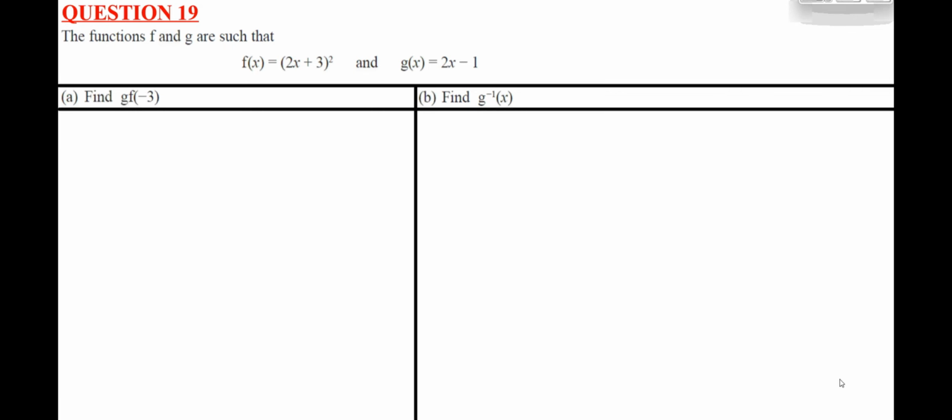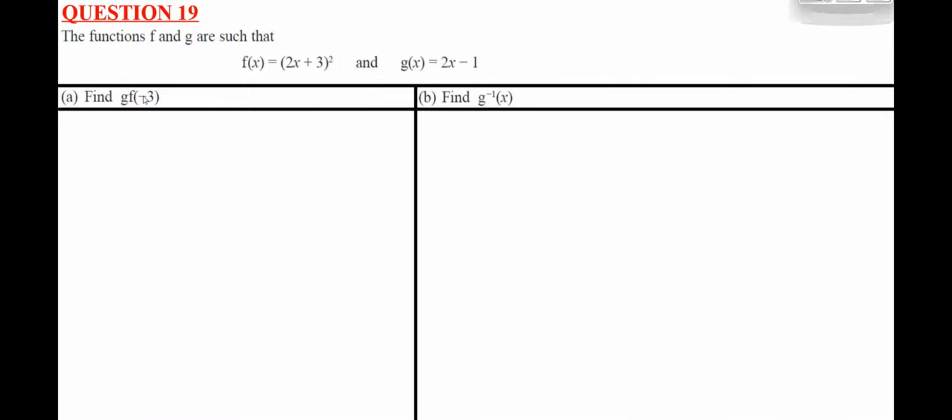Question 19 is about functions, in particular composite functions and then inverse functions. So what we've got first of all is two functions listed. f of x takes an input x, doubles it, adds 3, then the whole thing gets squared. And the other function, g of x, takes x, doubles it, then takes away 1. That's how it's written algebraically, but what I've explained is what's actually happening to the value you put inside. The first question is to find gf of minus 3.